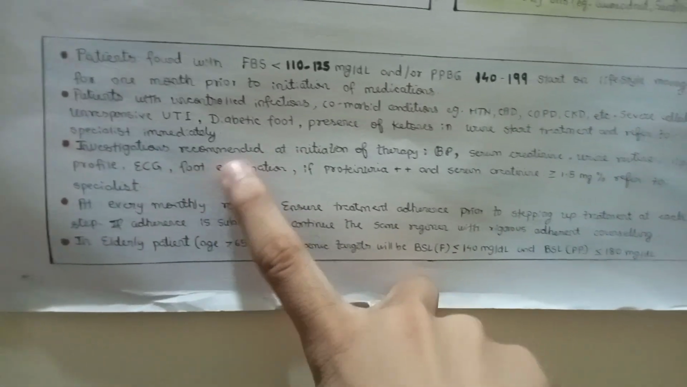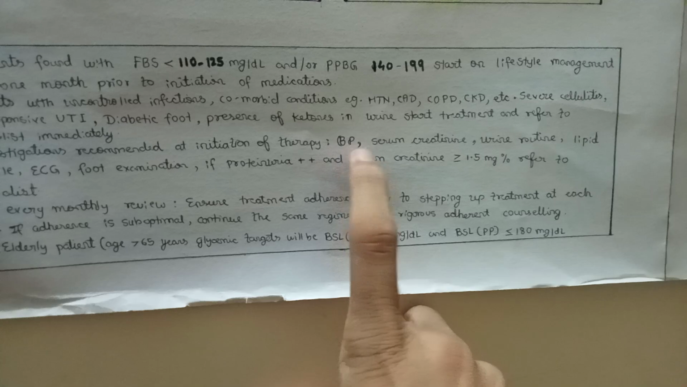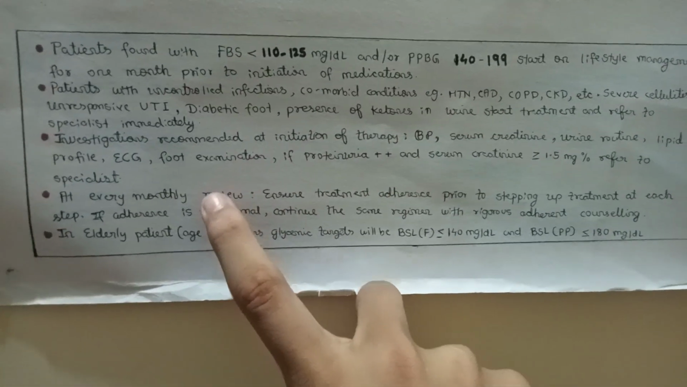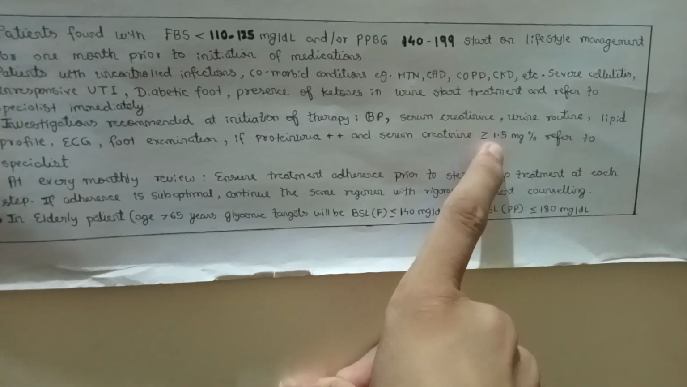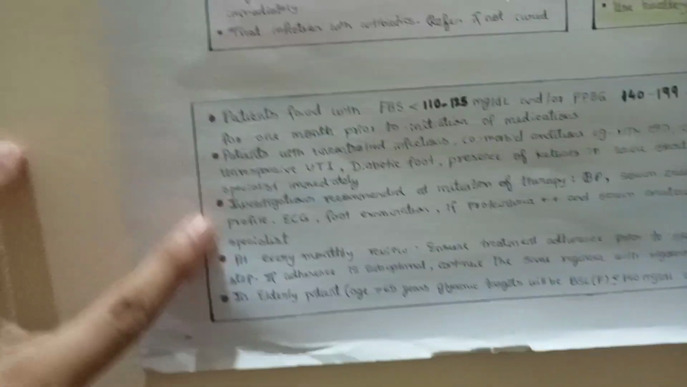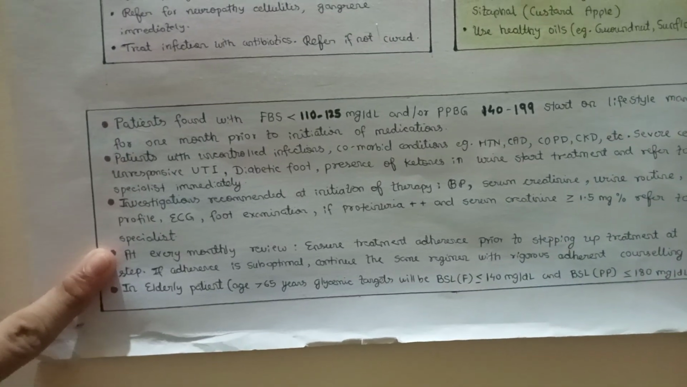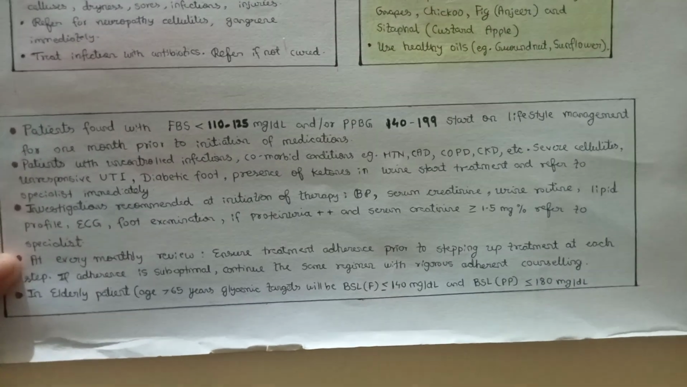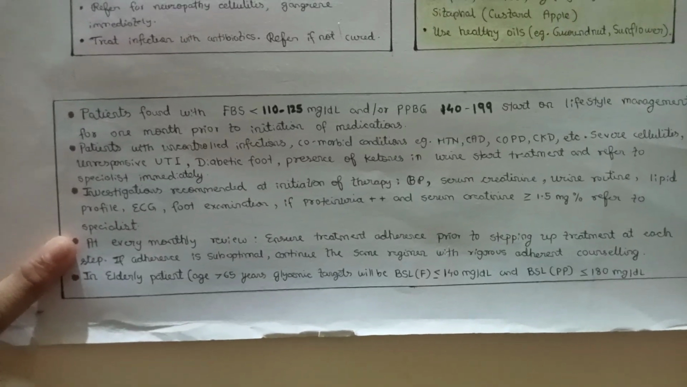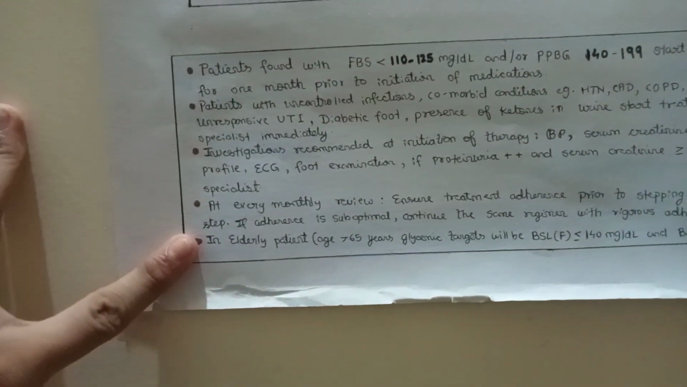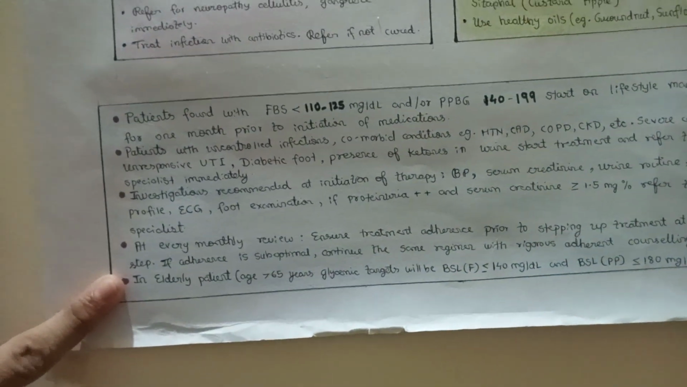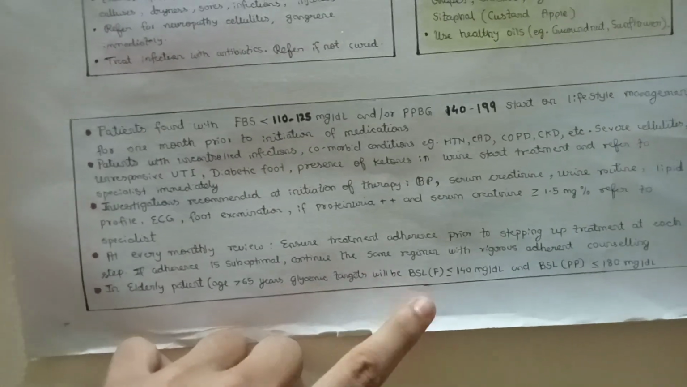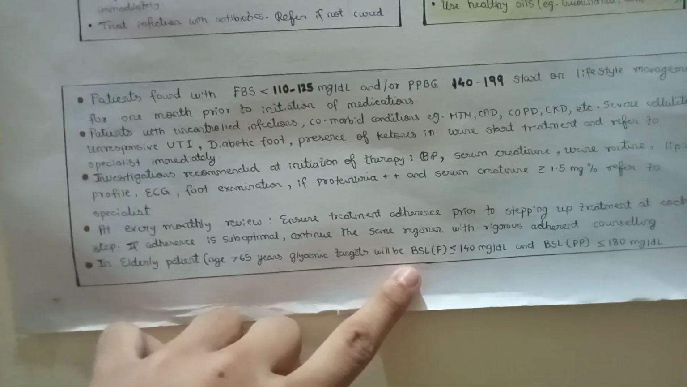Then the third point is to do investigations like creatinine, blood pressure, urine, lipid, ECG, foot examination, and if serum creatinine is more than or equal to 1.5, then refer to a specialist. Then the fourth point is that every month, review, ensure treatment adherence prior to stepping up treatment, counseling.